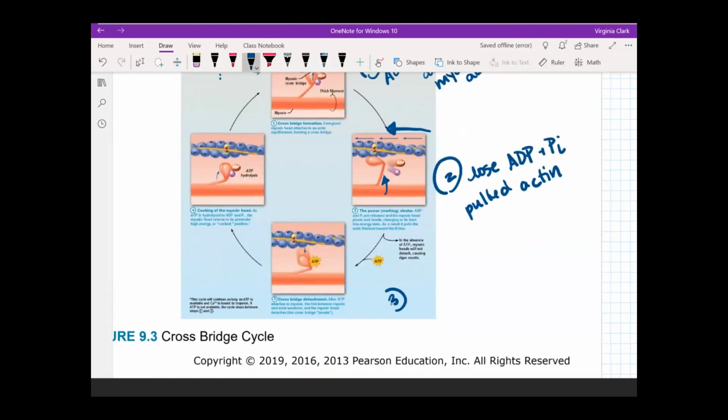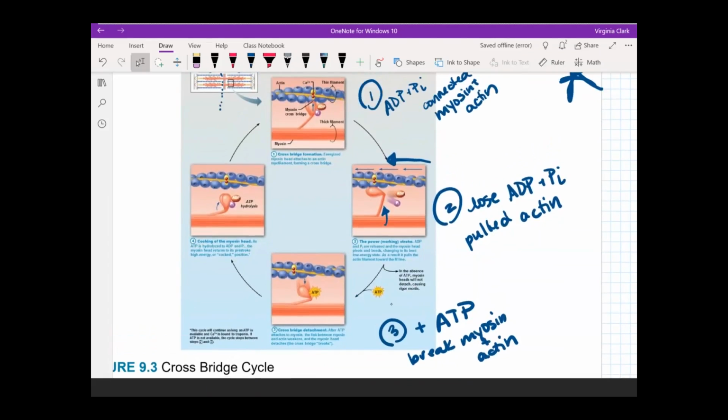Then in step 3, you're actually going to add ATP, and you will essentially break the myosin plus actin connection. So that's what's happening in 3. And then when you get to number 4, you will put your myosin head back to normal, and you will then have ADP plus the phosphate. So your ATP will hydrolyze, and you put your myosin head back to position, so it is ready to then connect.